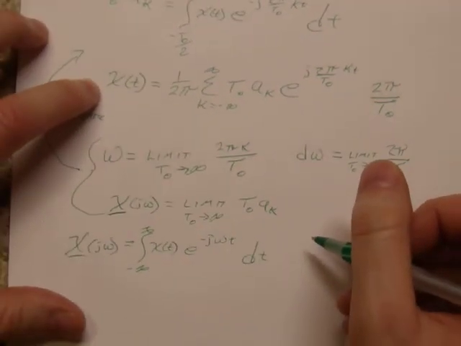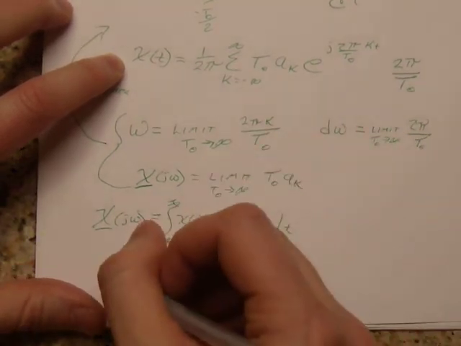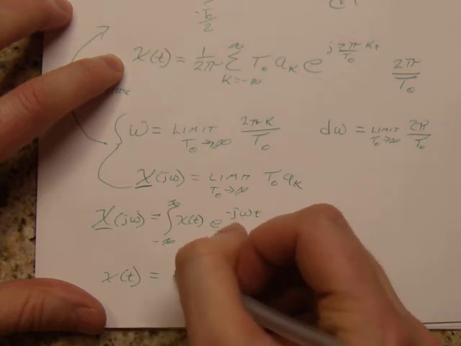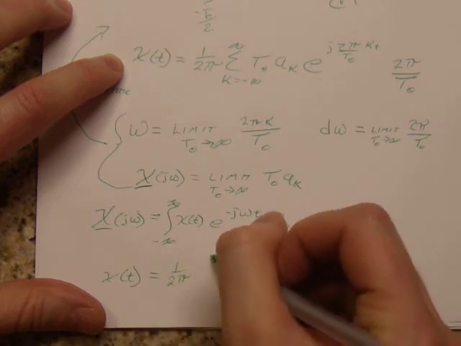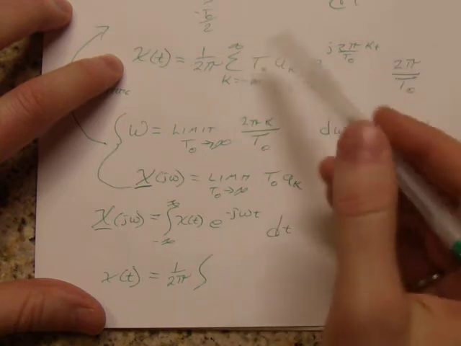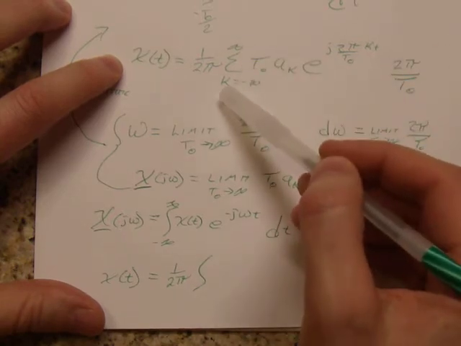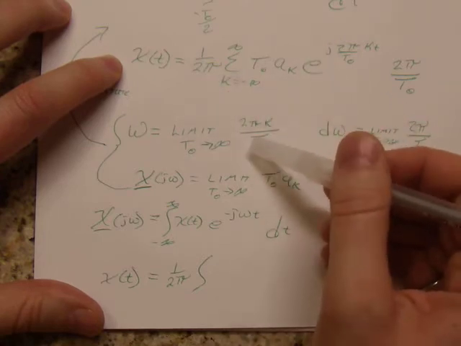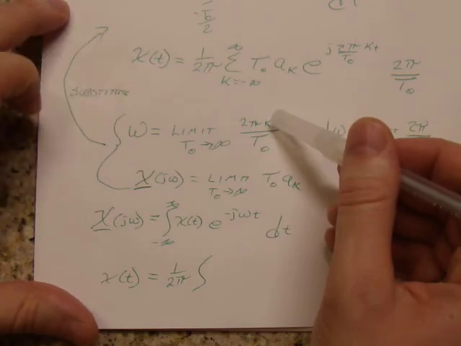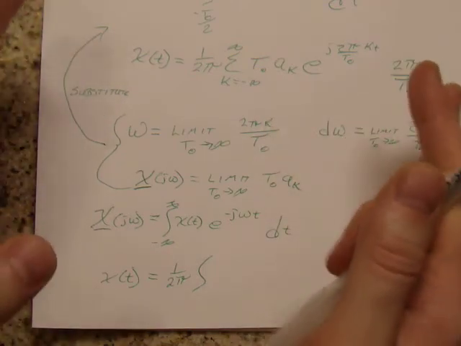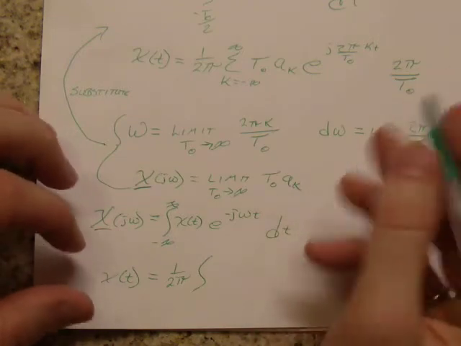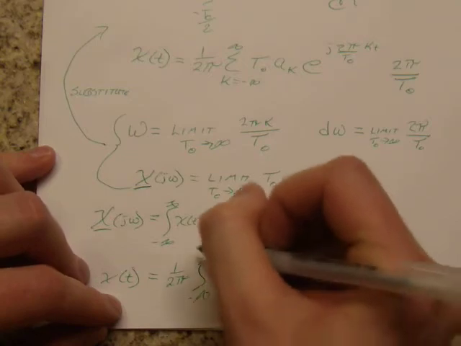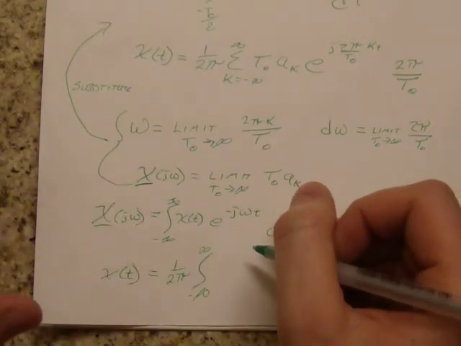In the other equation, we have x of t is going to be equal to 1 over 2 pi integral. So originally it was the summation because k was integer values. However, as we're moving t naught to infinity, that actually decreases the distance between each k value until it becomes a uniform distribution of values. Like I said, we're not doing a rigorous mathematical proof, just the concept is what we're looking for.